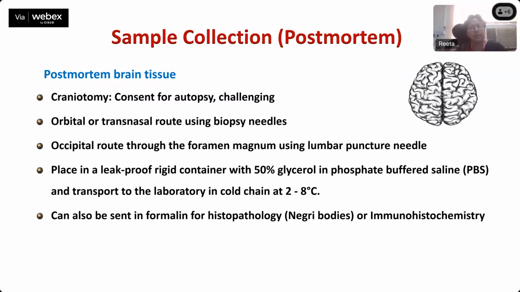Now, when you collect a brain sample, if you have to transport it to a laboratory which is not nearby, you can transport it in 50% glycerol saline. The brain tissue can stay in this solution and can be transported even at room temperature. However, you can also transport the brain tissue in a cold chain, and that will keep the sample much more viable to be tested. You can also send a part of the brain sample in formalin to the pathology laboratory where histopathology for detection of Negri bodies can be done. But otherwise, you do not have to add formalin if a DFA test or a PCR test has to be done on the brain sample.